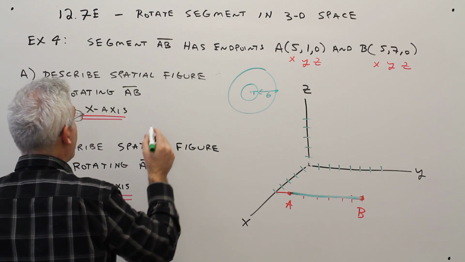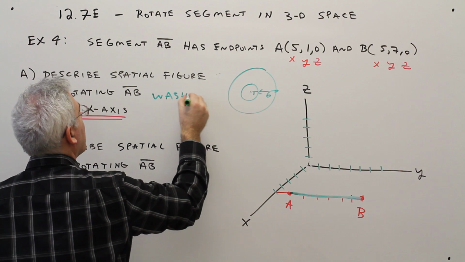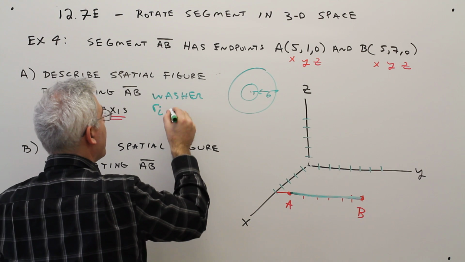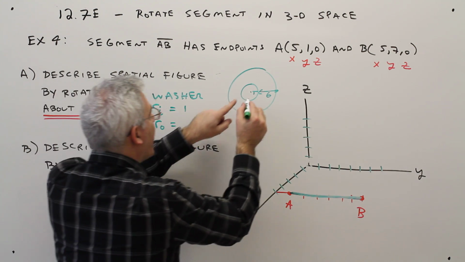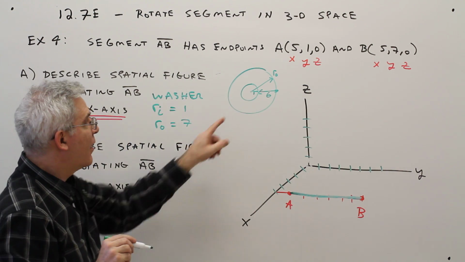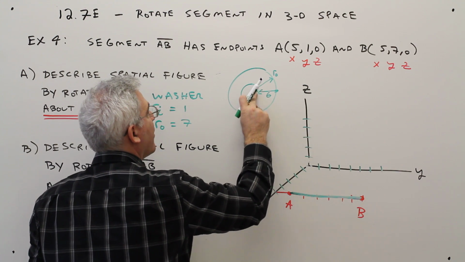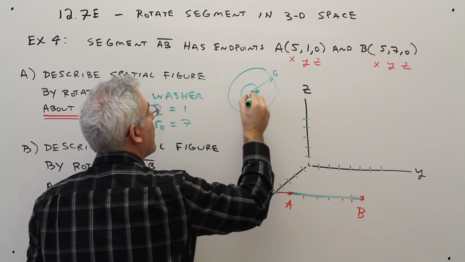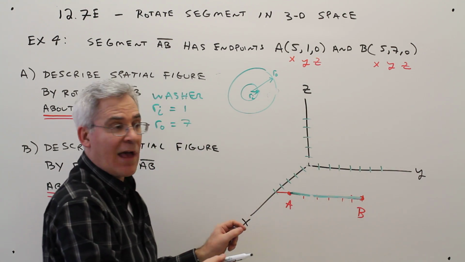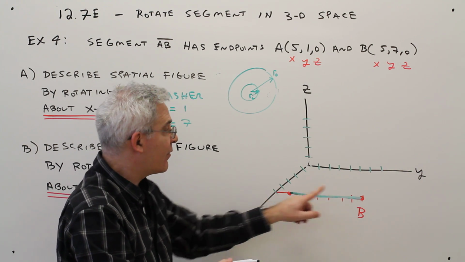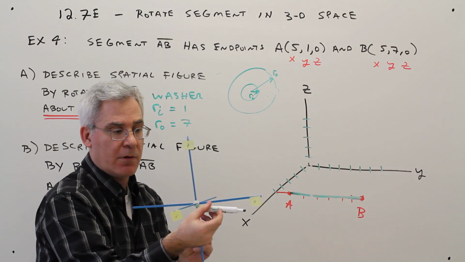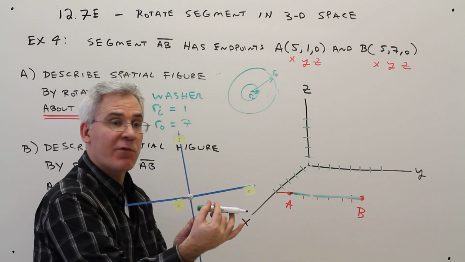All right, so I'm going to say washer. I'll say radius inner equals 1. Radius outer equals 7. Again, I'll just mark it right here. The inner radius is 1. The outer radius is 7, because I'm 1 unit away from the x-axis, and over here I'm 7 units away from the x-axis. I'll show you one more time. So 1 unit away, and then we're 7 units away.